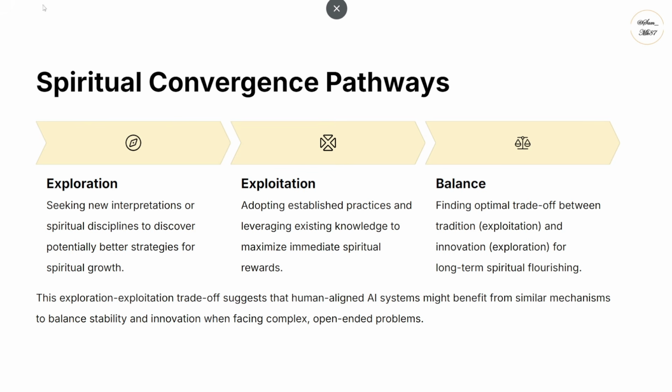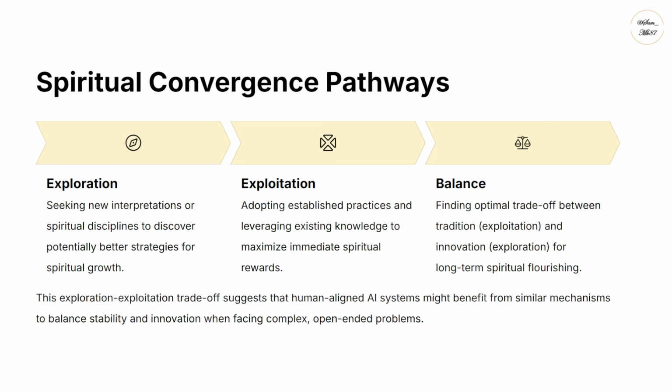Now, let's talk about the spiritual convergence pathways. Spiritual development, like many learning processes, involves a balance between exploration and exploitation. Again, if you are familiar with reinforcement learning, I'm sure you have heard these two concepts. On one hand, individuals may explore, seeking new interpretations, engaging with unfamiliar traditions, or experimenting with different spiritual disciplines. This is about discovery, searching for deeper meaning or more effective paths to grow.